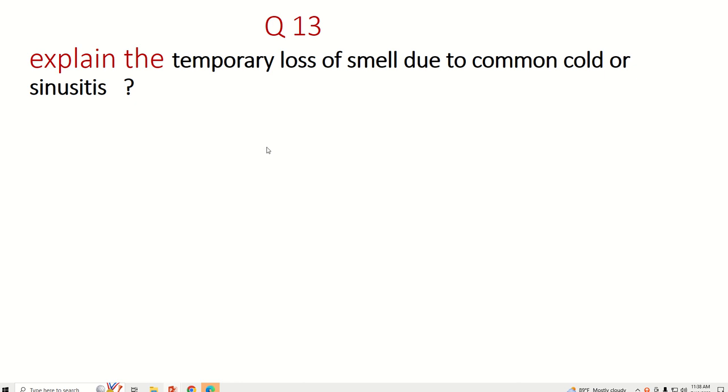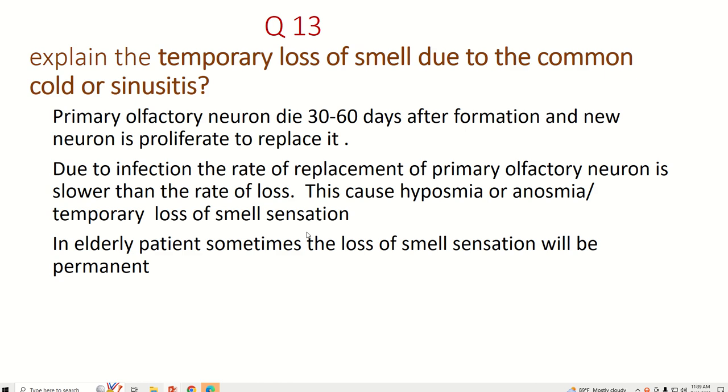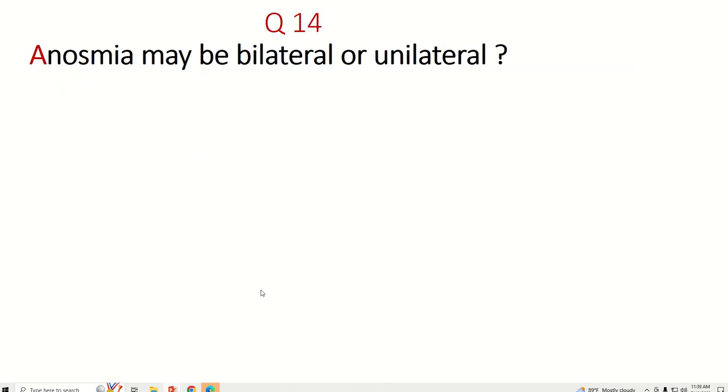Explain the temporary loss of smell due to the common cold and sinusitis. The primary olfactory neuron dies 30 to 60 days after its formation, and a new neuron proliferates to replace it. Due to infection, the rate of replacement of the primary olfactory neuron is slower than the rate of loss. This causes hyposmia or anosmia, temporary loss of smell sensation. In elderly patients, sometimes the loss of smell sensation will be permanent.